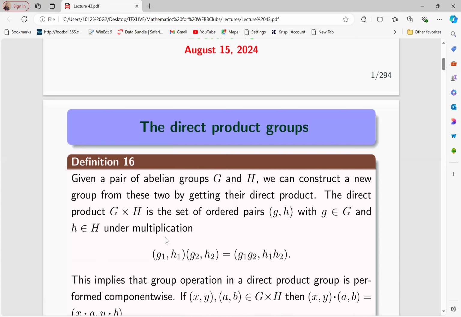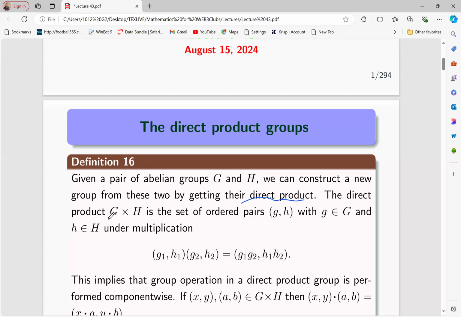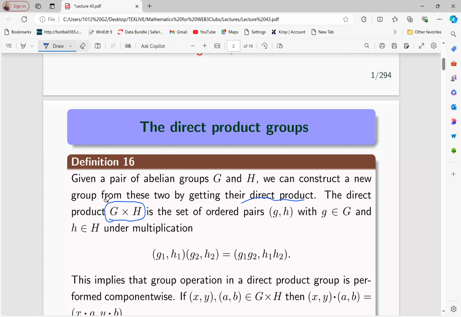So I begin by definition and say that given abelian groups G and H, you can construct a new group out of these two groups. Now, the group we'll be forming is the direct product group. This is how we denote the direct product of two groups. That's how we will denote it in our lesson today.